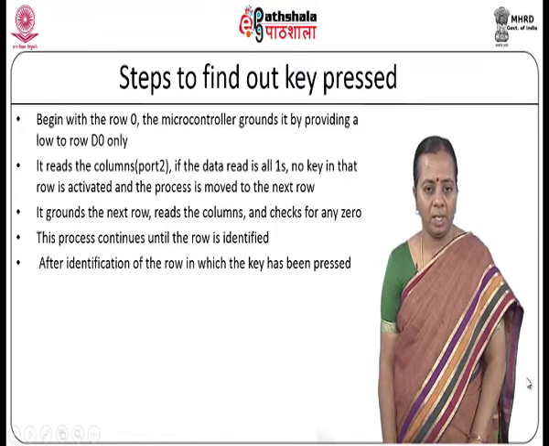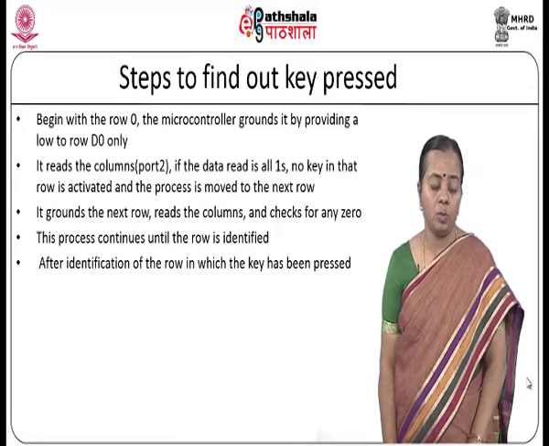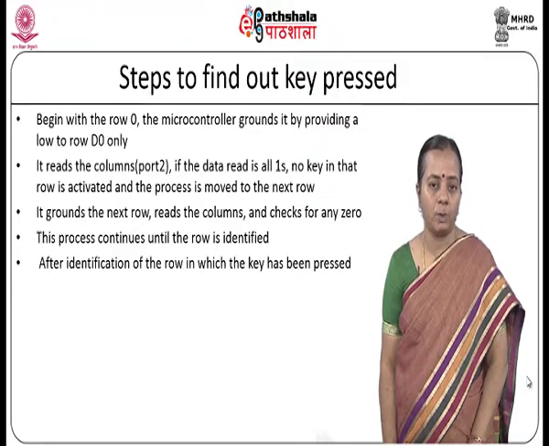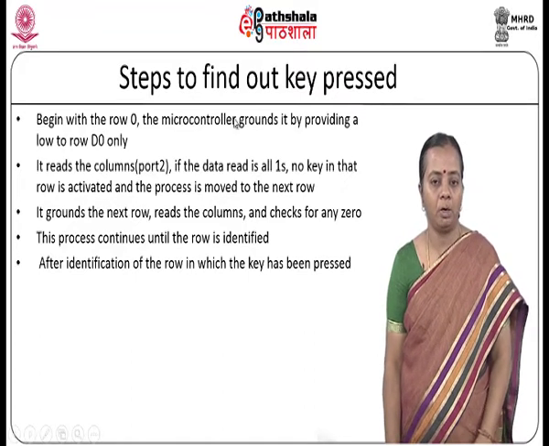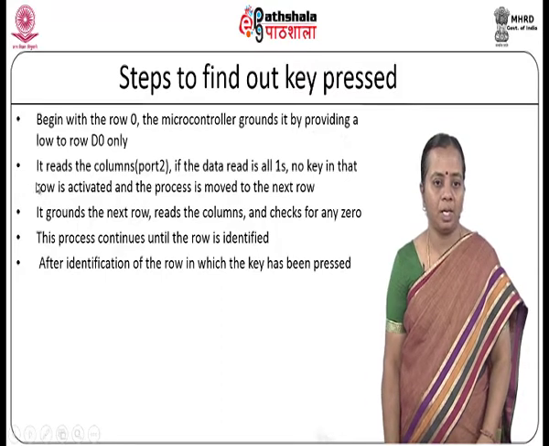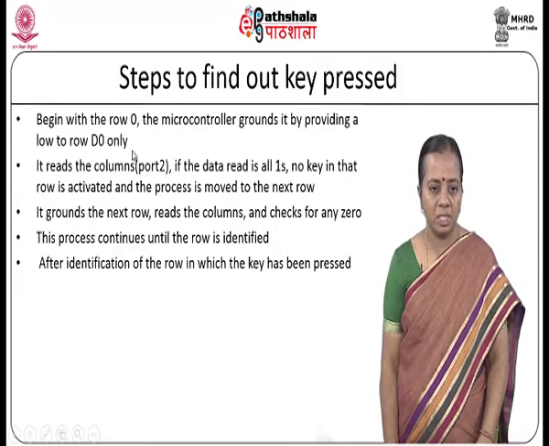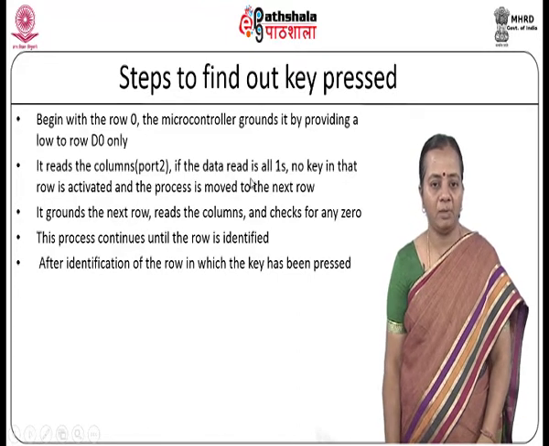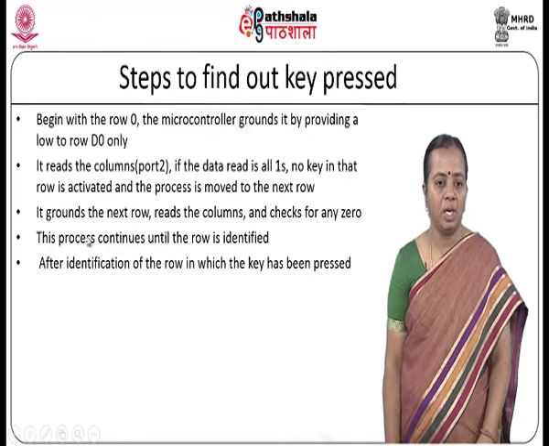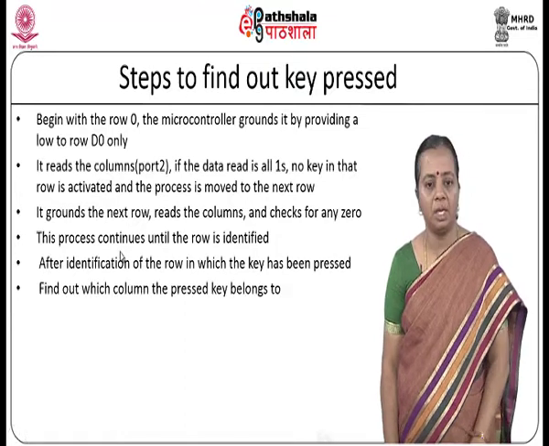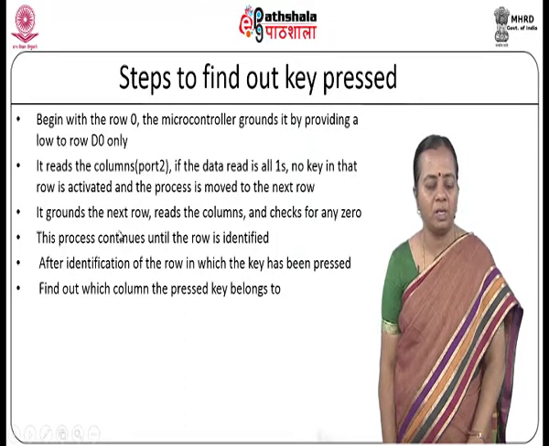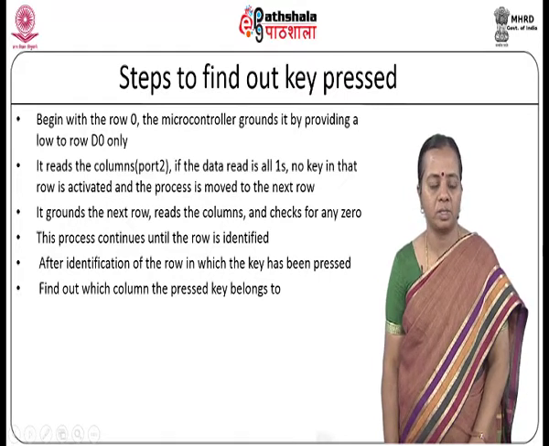So, when we look at which key has been pressed, we need to know the row also, and only then, by the intersection of the row and column together, can the pressed key be identified. So, begin with row 0: the microcontroller grounds it by providing low to row D0 only. Then it reads the columns. If the data read is all 1s, no key is pressed. If so, it grounds the next row, reads the columns and checks for any 0. This process continues until the row is identified. If any one of the bits is 0, then I identify that particular row as being pressed.